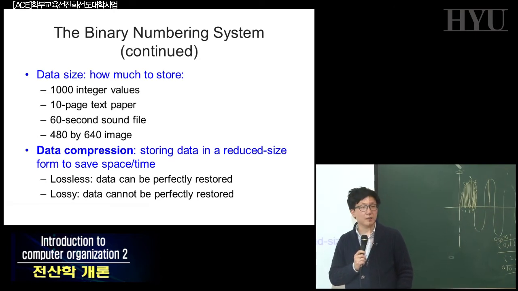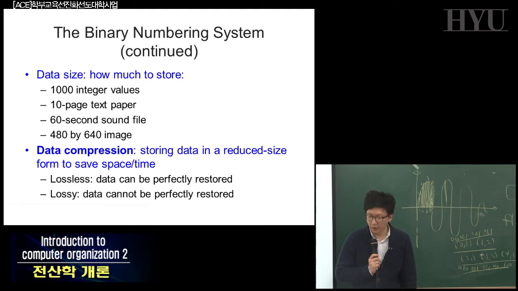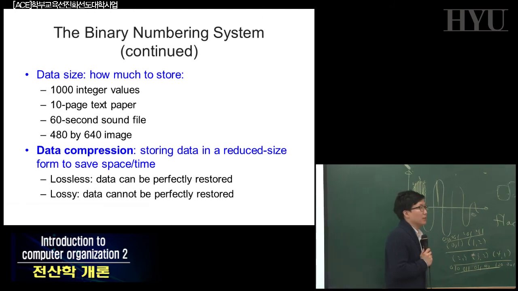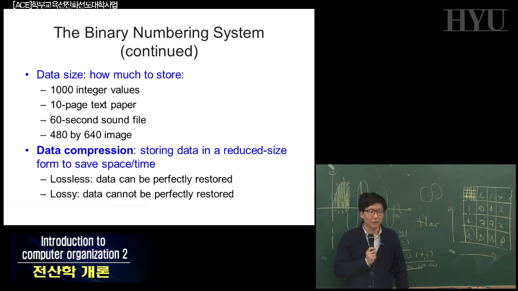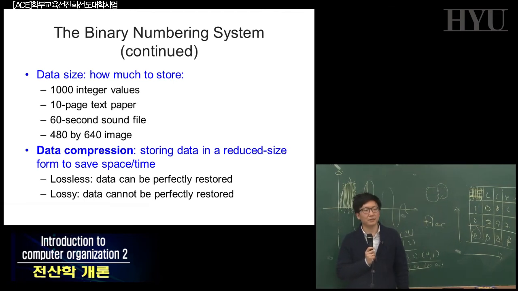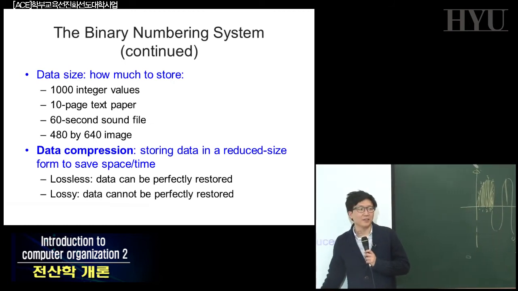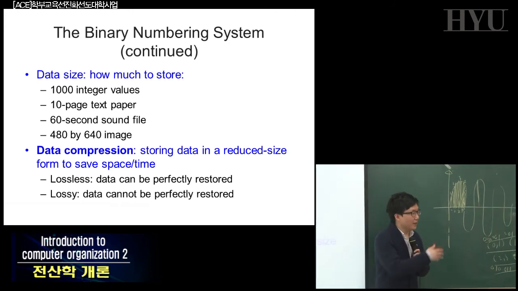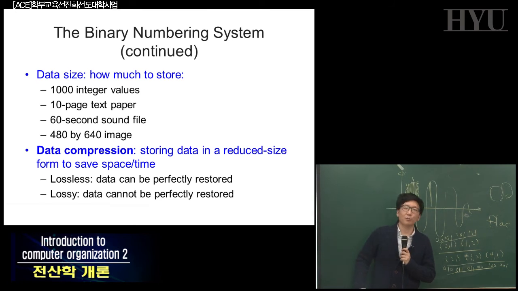So there are two types, lossless and lossy. If data can be perfectly restored, it's lossless. If you compress the Excel files, and you want to uncompress the files, you expect that everything is okay, right? But some compressions don't guarantee that. You might lose some of the file data, like in images.